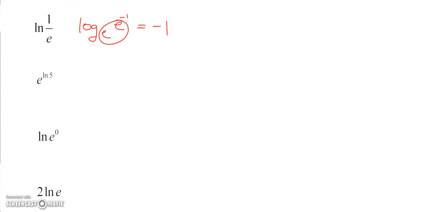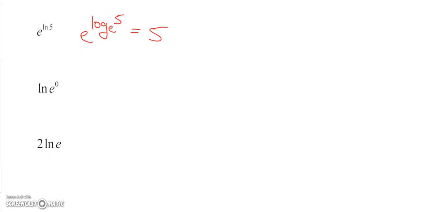E to the ln of 5. Well, don't forget, ln stands for log base e of 5. Again, e to the log base e, well, that's going to simplify down to just 5. All right, so we have log base e of e to the 0. Well, think about e to the 0 for a second. Well, actually, log base e of e to the 0. Again, same thing. We have the same pieces right here, so our answer is just 0.